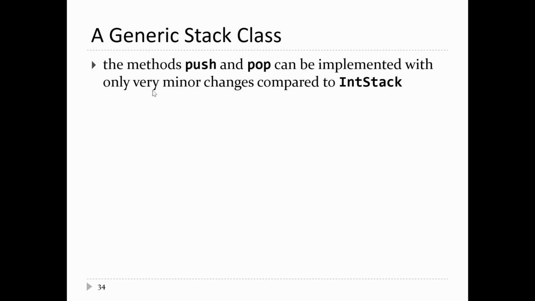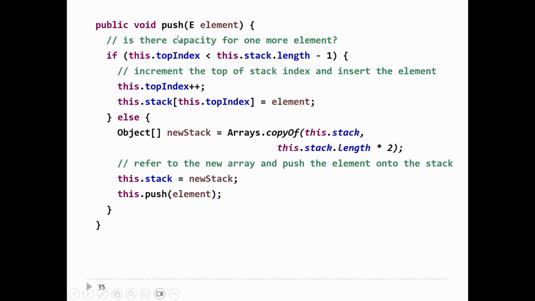Okay, so once you've got your array of object inside your generic class, the rest of your changes are very small. So here's push. Everything's exactly the same, except for that line right there. This used to be an array of int. It's now an array of object. Nothing else changes.